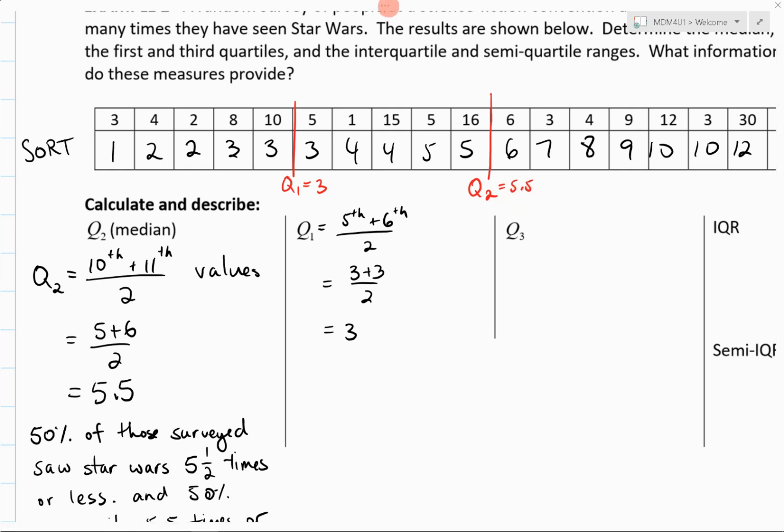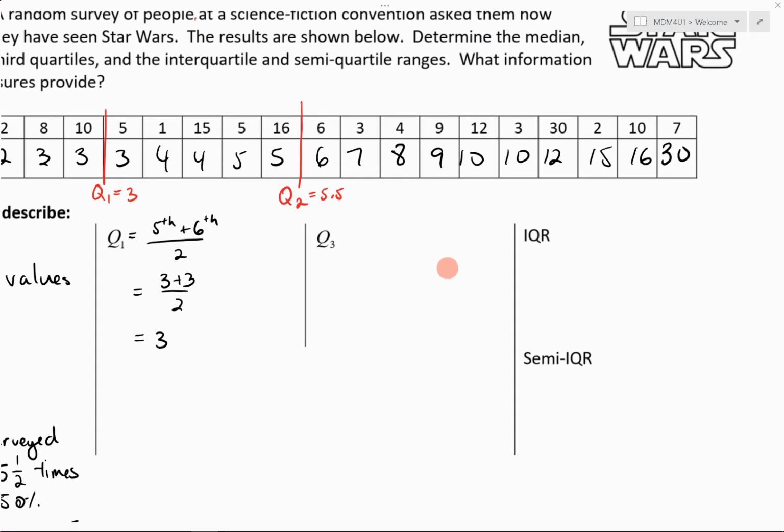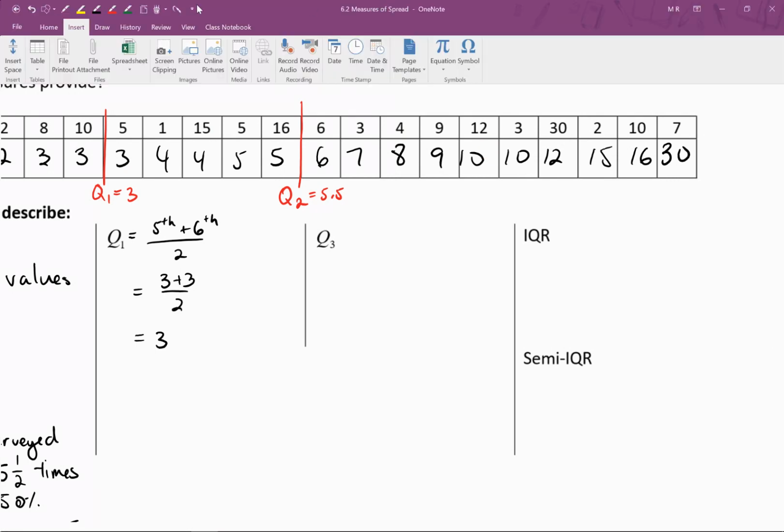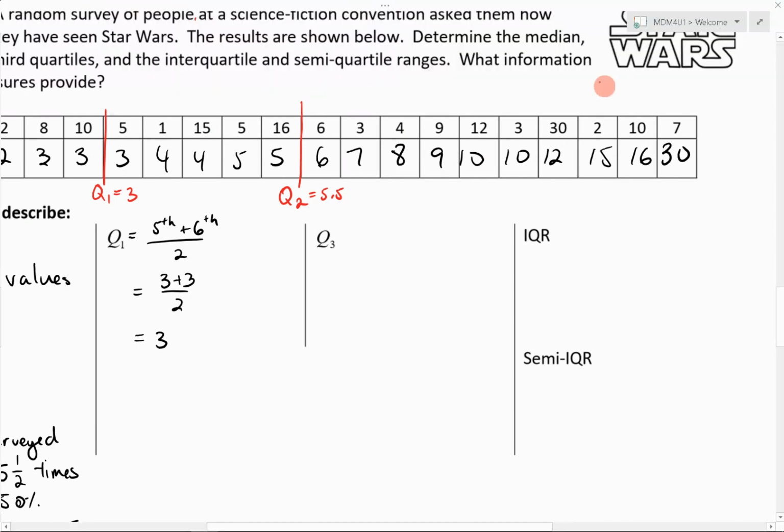Okay, let's continue on. Let me just change the ink back, and let's go find quartile number 3. Quartile number 3 has the same thing. We have 10 data values. So looking at the midpoint, the average of the two middle values here, because of the even number of values. Here's my quartile number 3, which is equal to 10, because 10 plus 10 divided by 2. Quartile 3 is the 15th plus 16th value divided by 2. This is just 10 plus 10 divided by 2, which is again just 10.